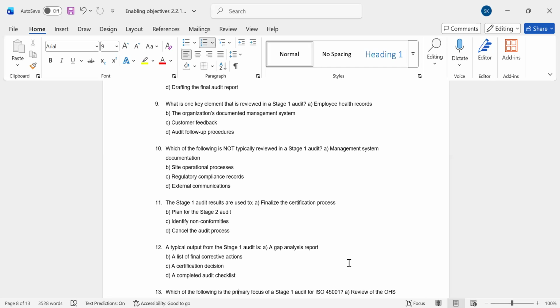So management system documentation we will review. Regulatory compliance also we will review. And communications also we will review. Site operational process also we review, but the least one is B or D. We should select B or D. Yeah, very good. Those are the two best fits.